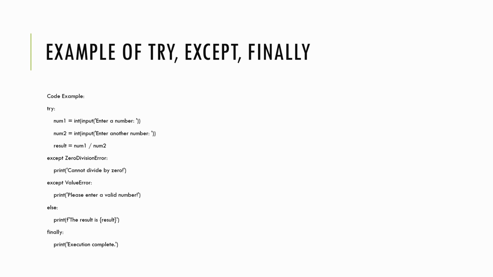Let's look at an example. In this code, we ask the user to enter two numbers and perform a division. If the user enters a non-numeric value, a ValueError will be raised. If the user tries to divide by 0, a ZeroDivisionError will occur. Regardless of the error, the finally block will always print "Execution completed." This ensures that the program does not crash unexpectedly.